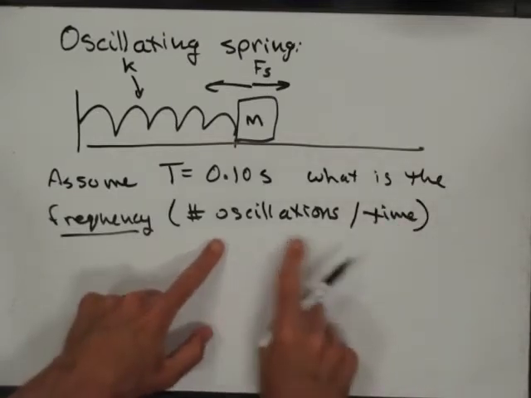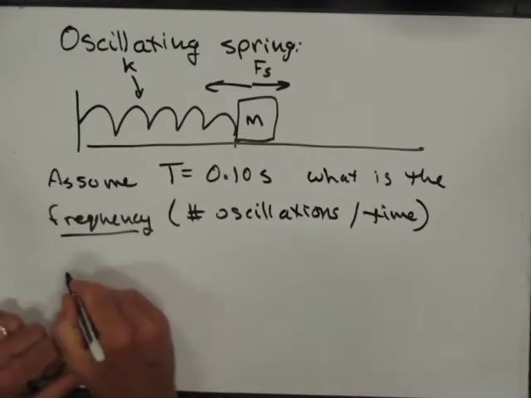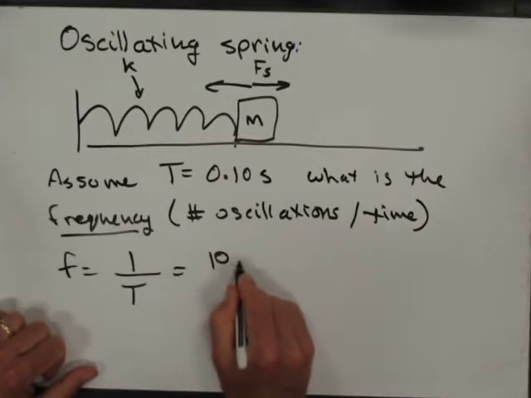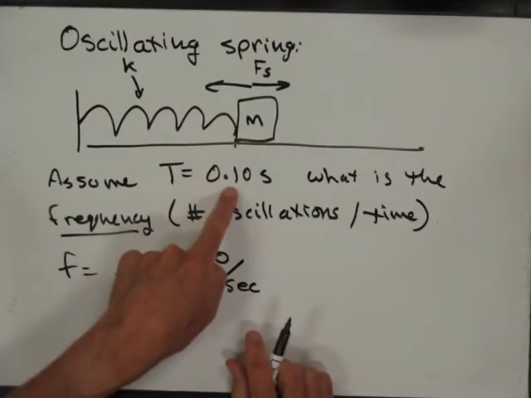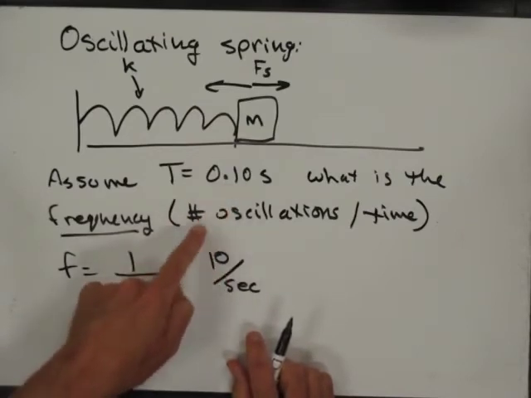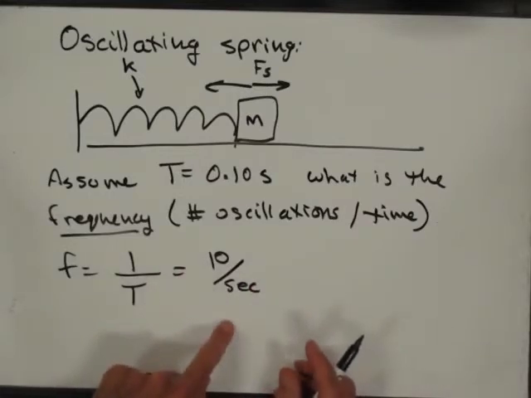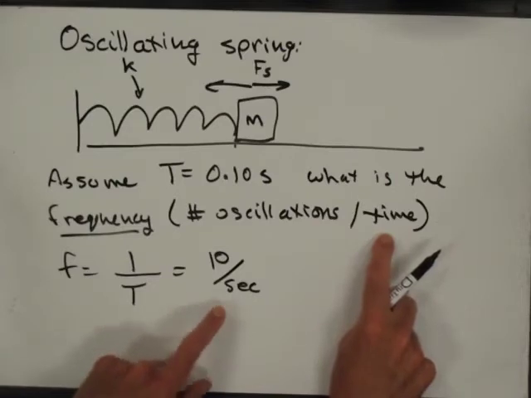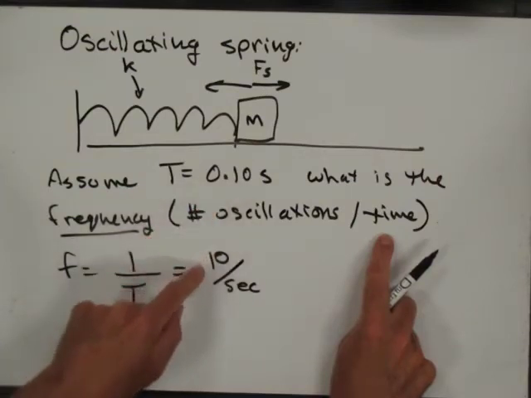Well, the frequency is the number of oscillations per time. And so if it's 0.1 seconds per oscillation, then that means there are 10 oscillations per second. Do you follow that? If it takes 0.1 seconds for an oscillation, the number of oscillations per unit time, if we pick seconds, is 10, right? The number of oscillations per hour would be like 36,000 or something like that. But if 0.1 seconds for one oscillation, that means 10 oscillations per second.